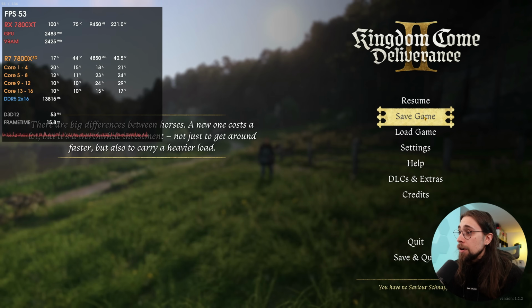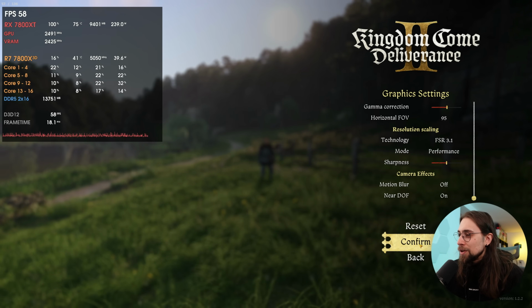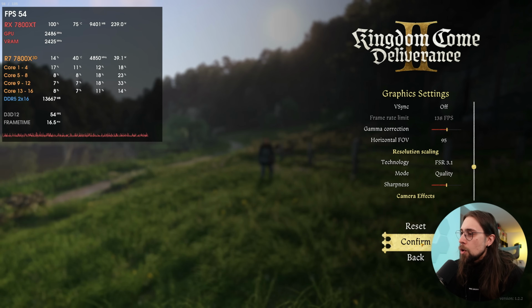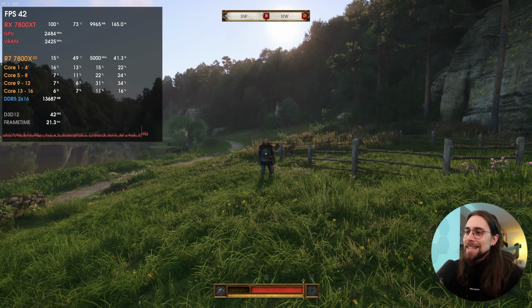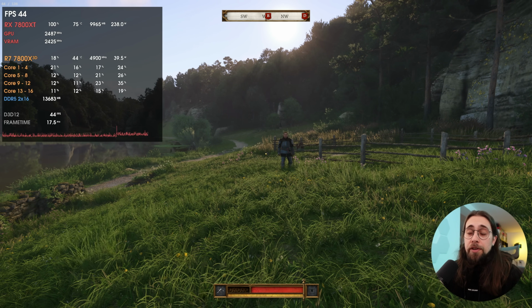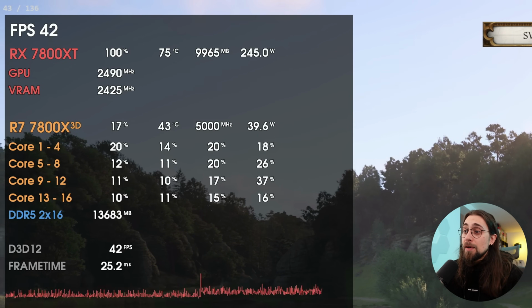And I can go even further. I can't really go ultra performance, I wish I could. Or let's try the opposite. Let's go, for example, to quality mode, and the base frame rates will get even lower. Now, as you can see, the base frame rates got to 43, 44, and we're still having 136 final frames.